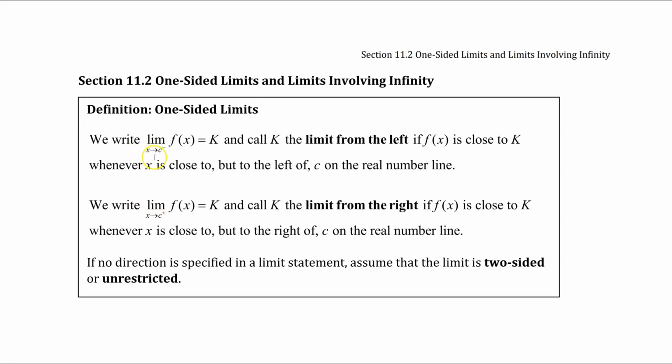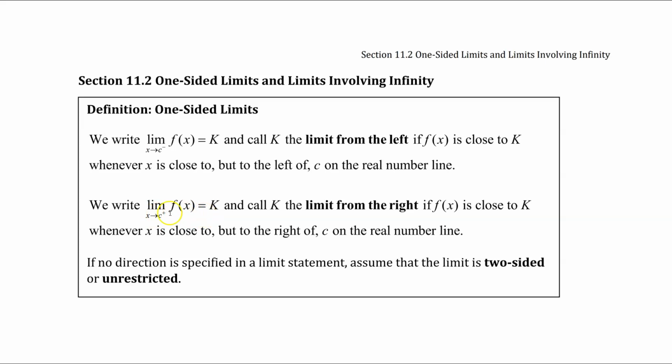Now, in this section, we will formally define one-sided limits. The expression here is called the limit from the left, and we read this as the limit of f of x as x approaches c from the left, and it is equal to k. This is the case if f of x is close to k whenever x is close to, but to the left of c on a real number line.